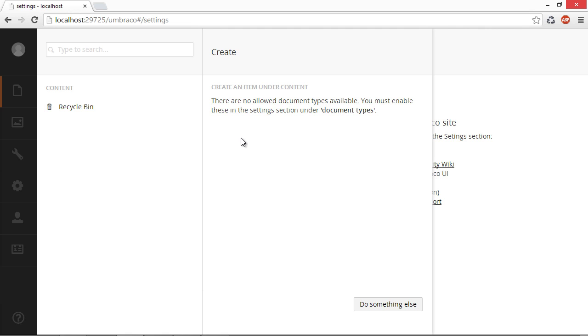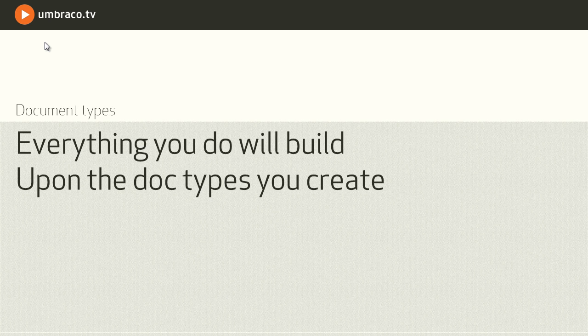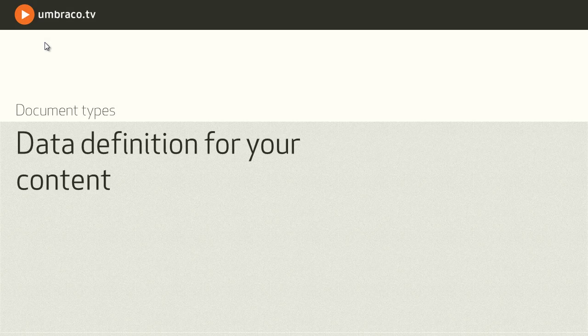So you need to define what data to store before you can enter content. Everything you do with your site will build upon the document types you create. A document type is the data definition for your content. Notice that the data definition depends on your content. Your site is unique. There is no other site in the world that is going to be quite like it. Therefore, your document types will be unique to match your content. And a document type defines the data but isn't the actual data itself.